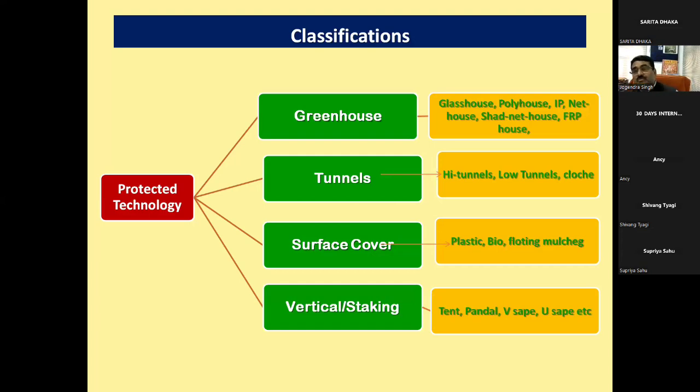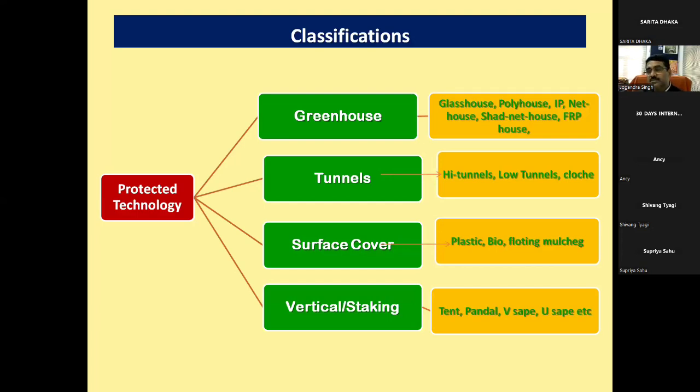In the greenhouse group, the housing structures are named glass house, poly house, insect net house, shade net house, and FRP house. These are permanent structures, and this is the real protected structure. The tunnel group has temporary structures, like high tunnel, low tunnel, and low-cost polytunnels. These are need-based structures, known as micro poly house, because their life will be 1 month, 10 days, 20 days, 2 months, 3 months maximum.